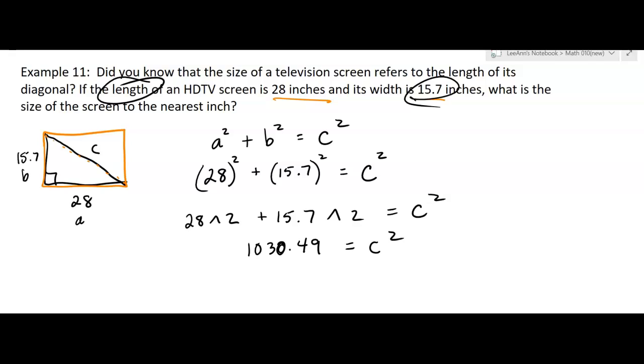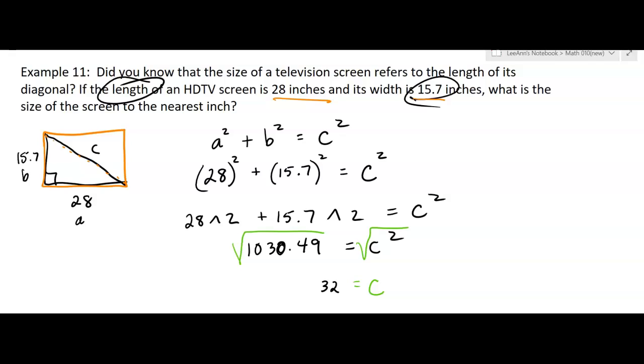But then I'm trying to figure out the size of the TV. I'm trying to figure out C. So what I have to do is I need to take the square root of this side. And when I do that, then I'll know what C is, because the square root of C squared is just going to be C. And then I have to figure out what's the square root of my number there. Okay, so let me find my square root button. I'm going to use my second answer key. Okay, it's about 32 inches.